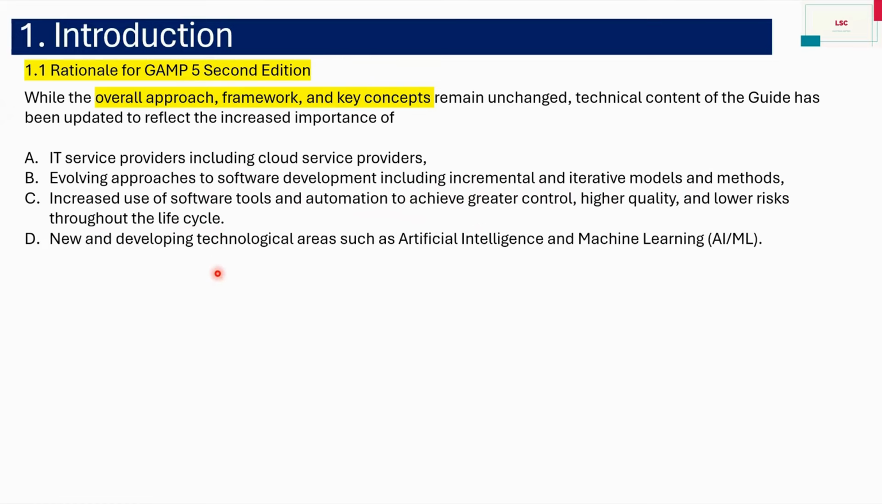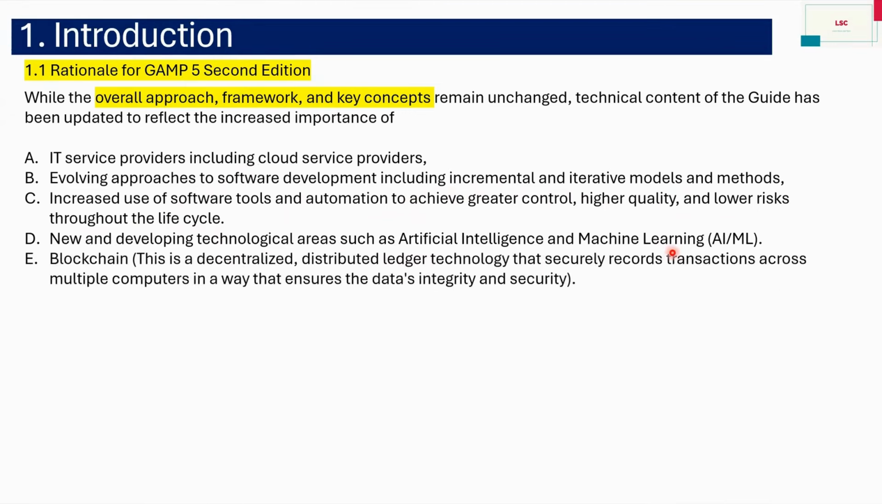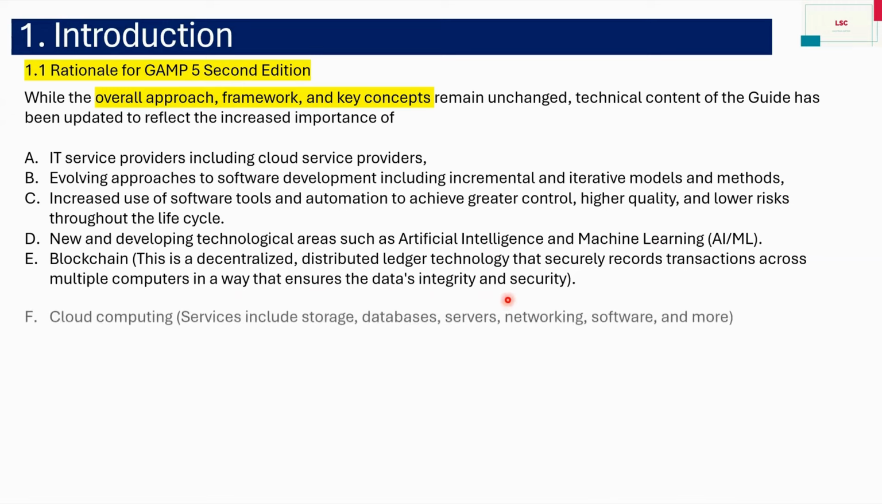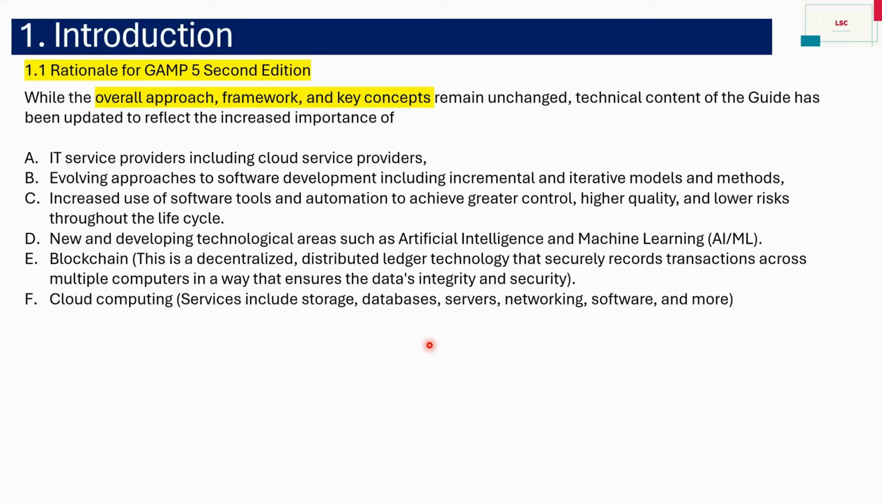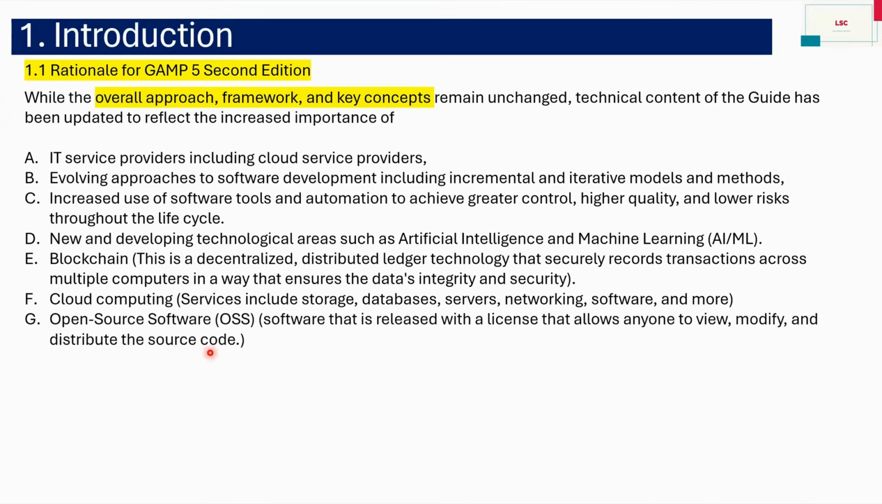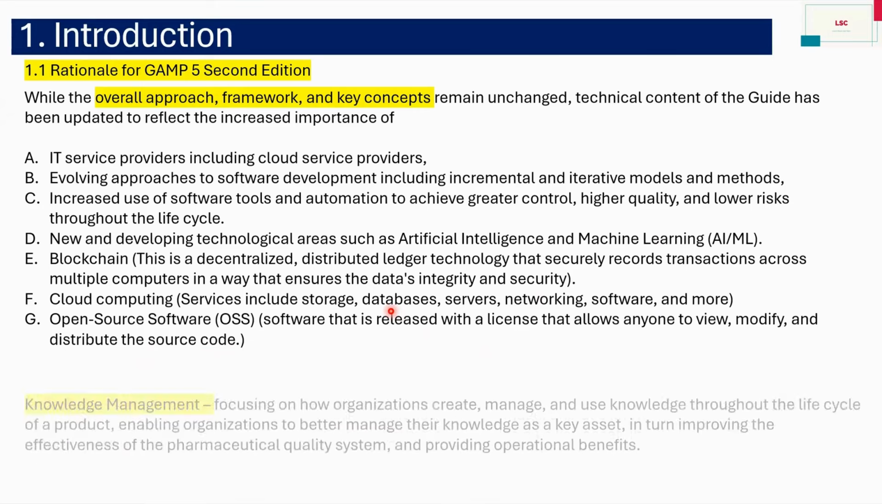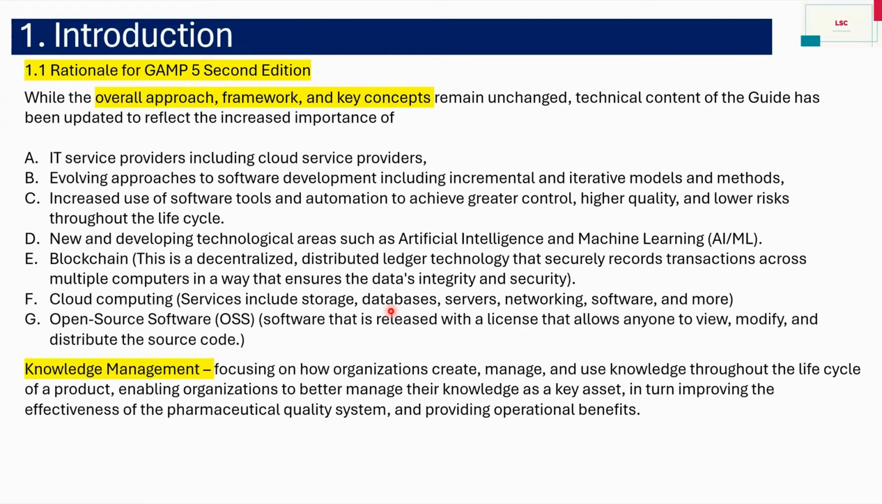Then the importance of new and developing technological areas such as AI and machine learning. Then the importance of blockchain. Blockchain is a decentralized distributed ledger technology that securely records transactions across multiple computers in a way that ensures data integrity and security. Then the importance of cloud computing. Services include storage, database, servers, networking, software, and many more. Then open source software, OSS, which is software released with a license that allows everyone to view, modify, and distribute the source code.